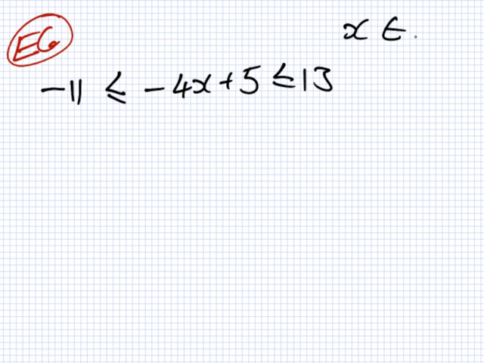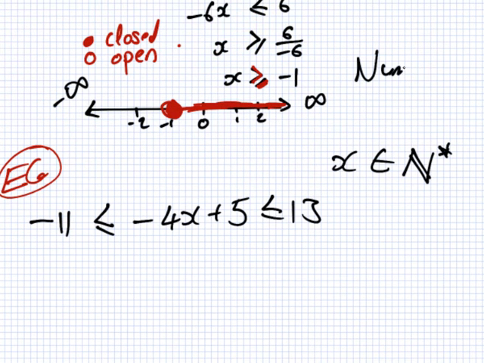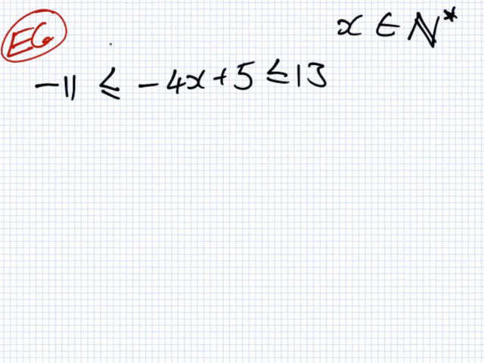There's two ways to do the next example, so I'll show you both ways. Minus 11 less than or equal to minus 4x plus 5 less than or equal to 13, and I tell you x is a natural number. And this time, just to be clear, in the last question I wanted the answer on the number line, and in this question I want the answer as a set.